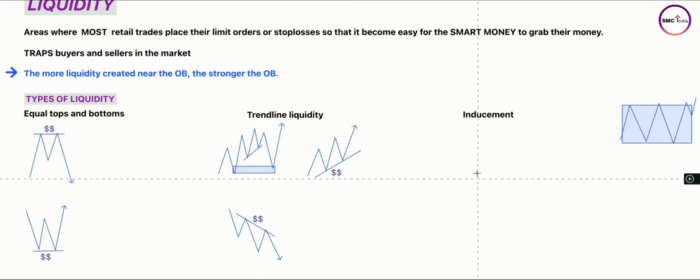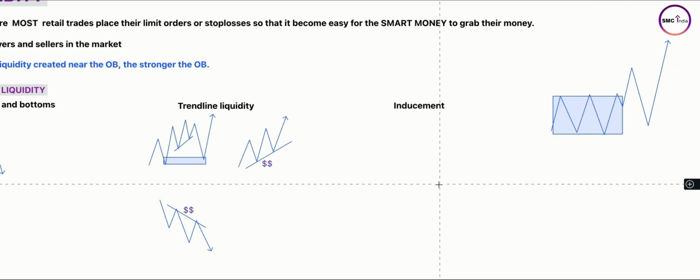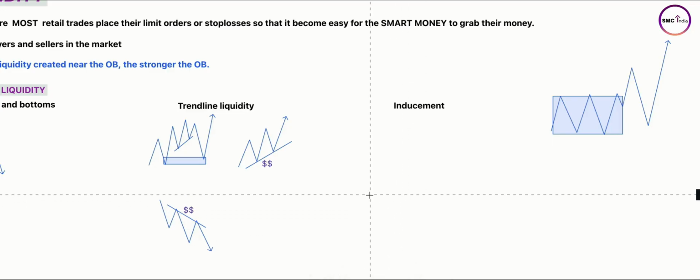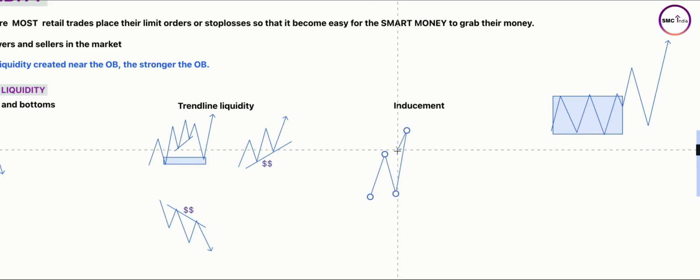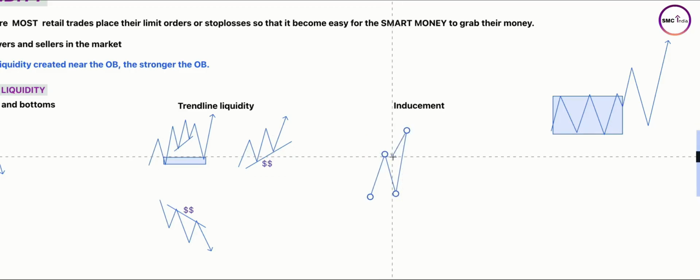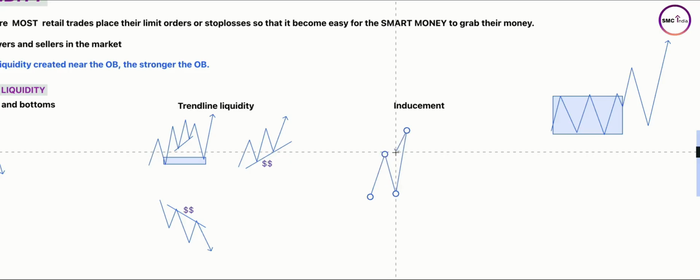And there is another form of liquidity, which is inducement. So what is inducement? Inducement, you may say, is a retracement, but it did not retrace back to the order block. And you can easily identify this like this. The price is moving up, comes to this or mitigates this order block here, and then the price moves up again, breaking this structure, confirming that it is a bullish trend.